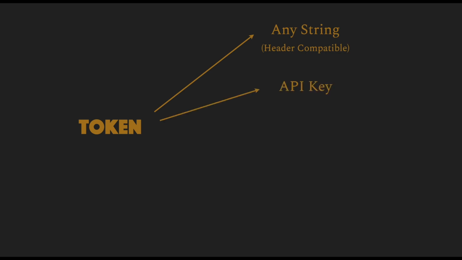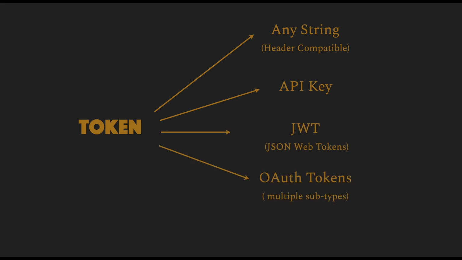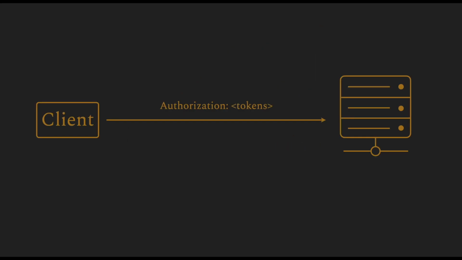The word token, as I said, is not a specific type of auth, but a collective term for multiple subtypes. A token can be any string. It could be a specific API key, which is used in the X-API-Key header. It could be JSON Web Tokens. It could be multiple types of the OAuth tokens defined in the OAuth 2.0 specification, or it could be any type of custom token. Similar to basic auth, when sending tokens to the server, we must make sure that the token is not readable as plain text and instead use an encryption scheme like TLS.